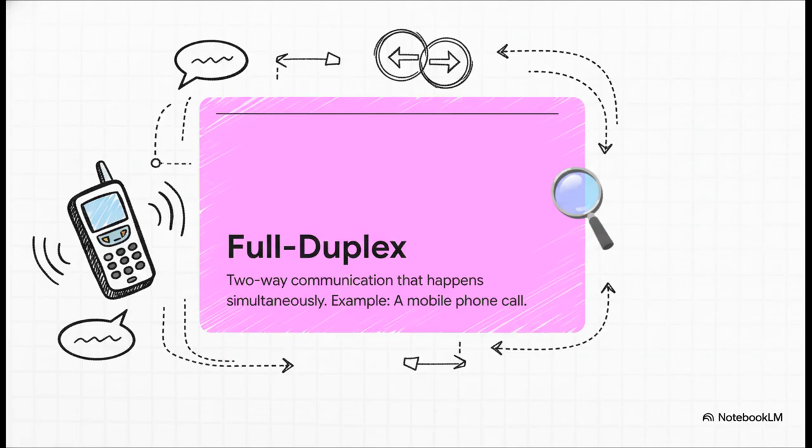And finally, we have full duplex, which is what we're all used to in our daily lives. This is a two-way conversation that happens at the same time. It's just a normal phone call. You can talk, the other person can talk, you can interrupt each other. It all just works simultaneously.